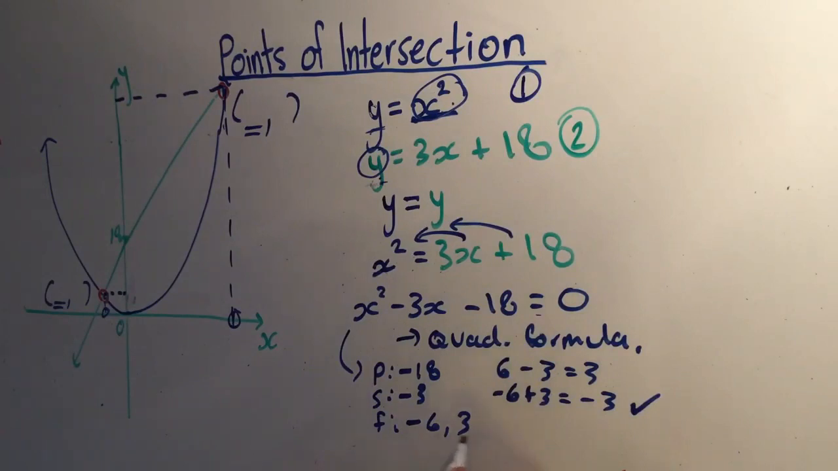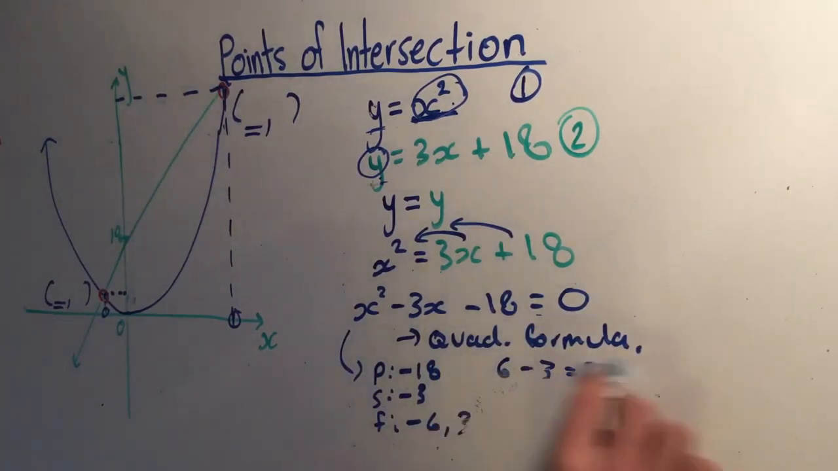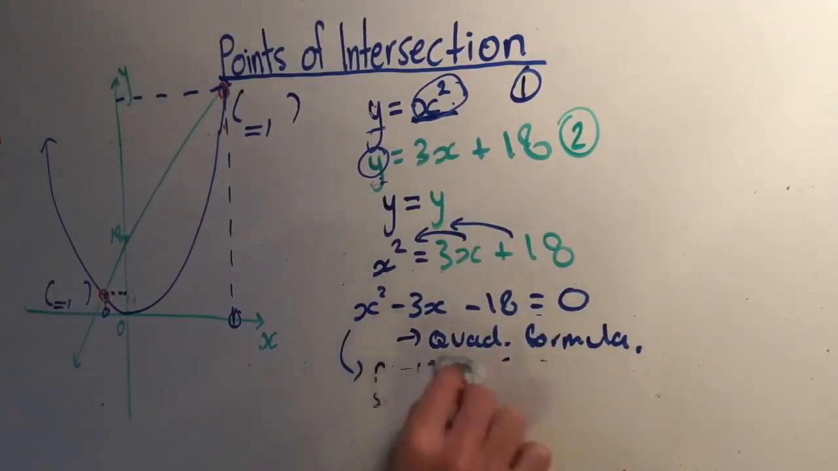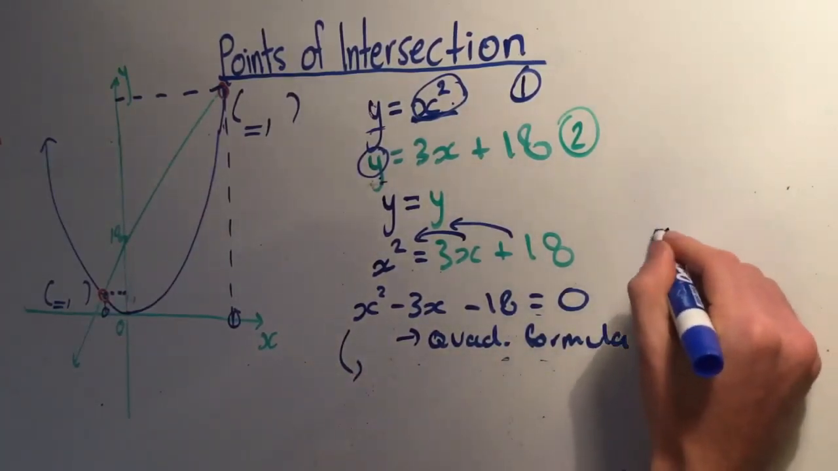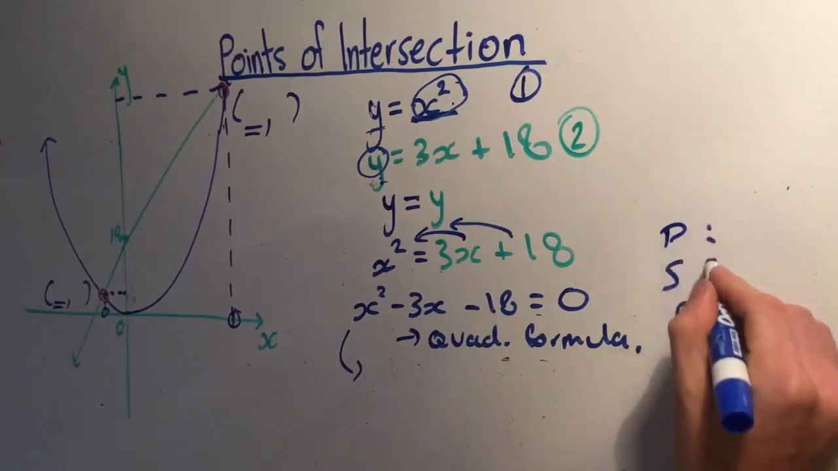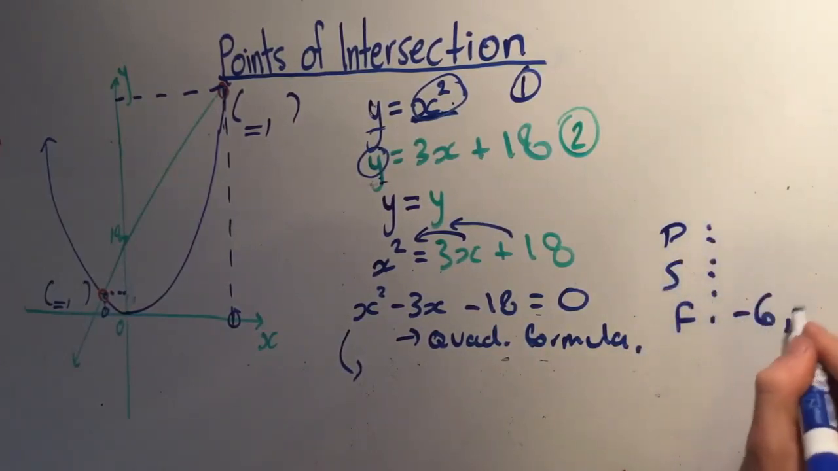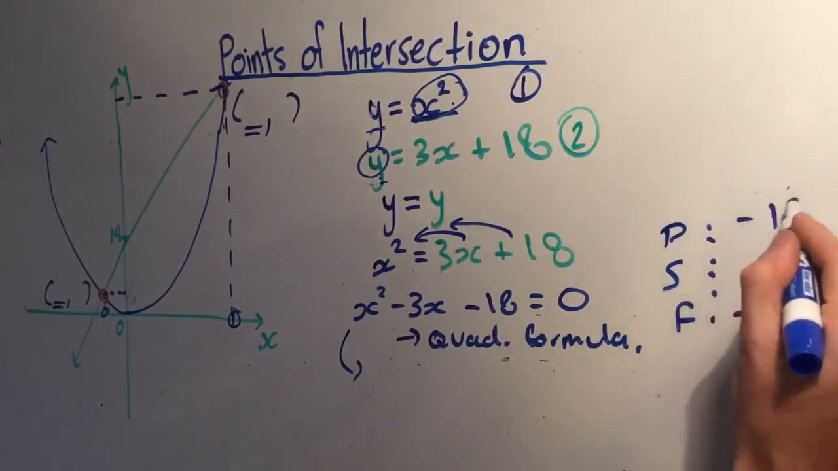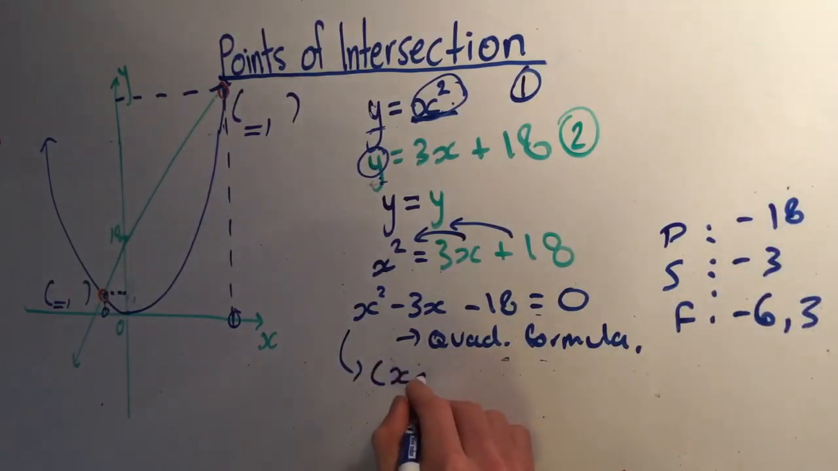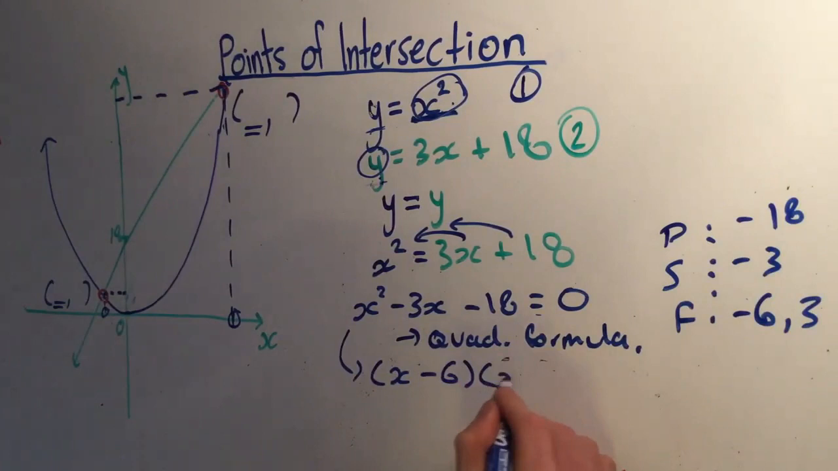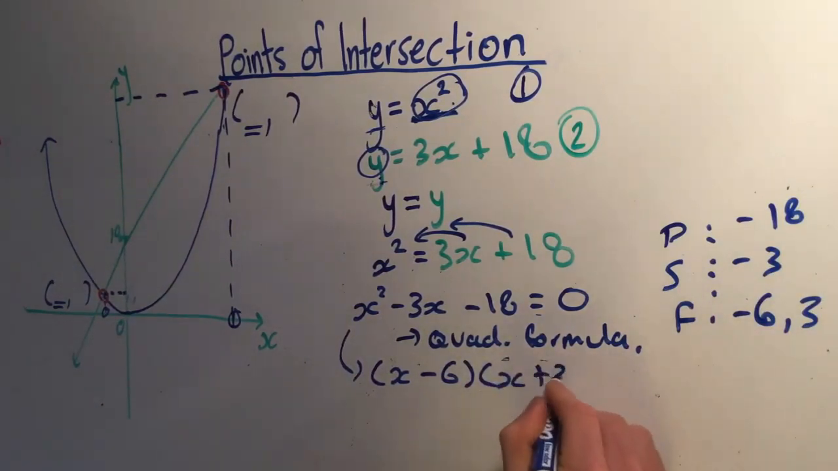Now that we've got those 2 factors, I can rewrite this quadratic. I'm going to rub this out now, so I'll show you what that goes into. We figured out up here that the PSF, the two numbers, were -6 and +3. So I'm going to rewrite this as (x - 6)(x + 3).